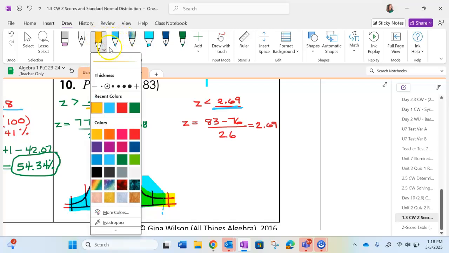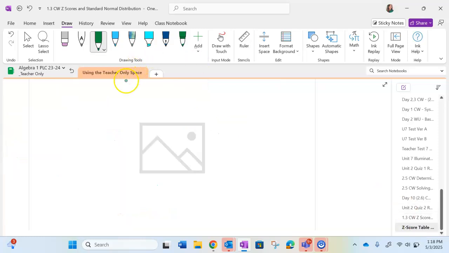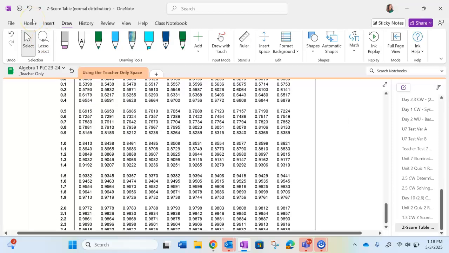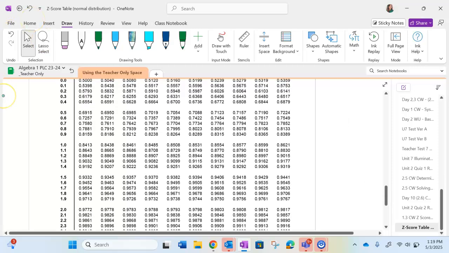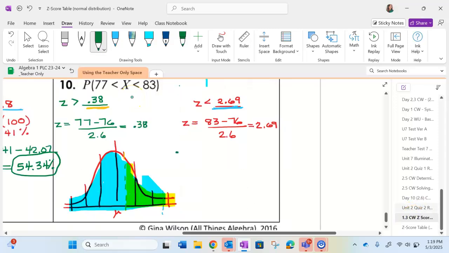Let me change back to my green. Okay, so I'm going to take this whole piece. Oh, we don't know. We got to look up these scores real quick. 0.38. Let's go look up our tables. Oh, I hope we have enough time to do this. 0.38. Let me see if I can get there quicker. 0.30. 1, 2, 3, 4, 5, 6, 7. 0.6480. Let me put that down. We might not have enough time. So it's 0.6480 over here.